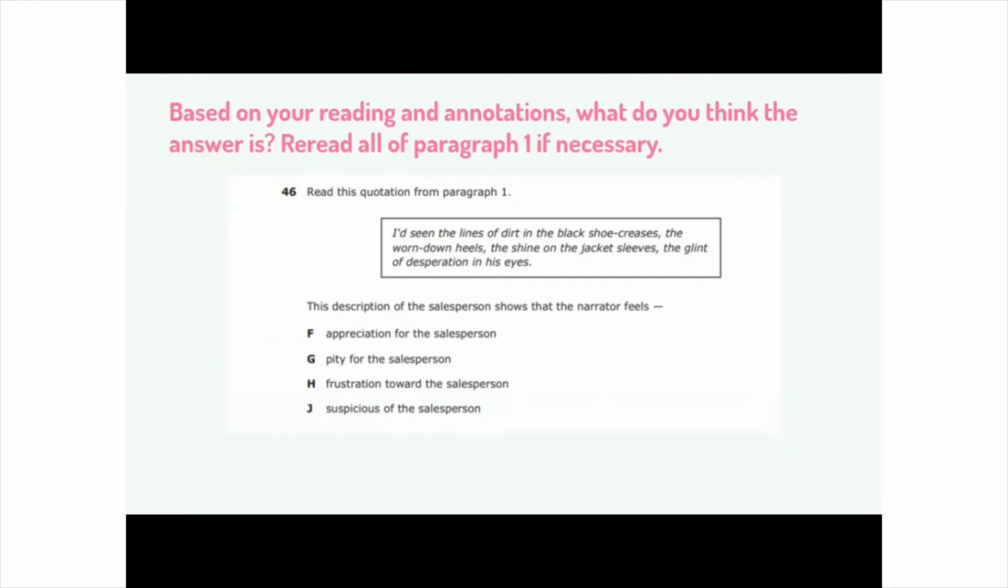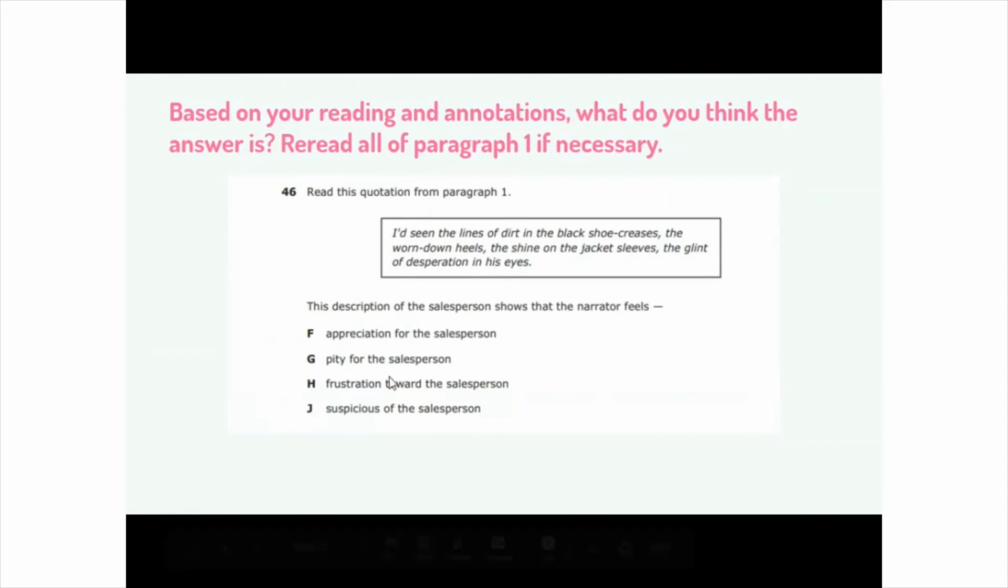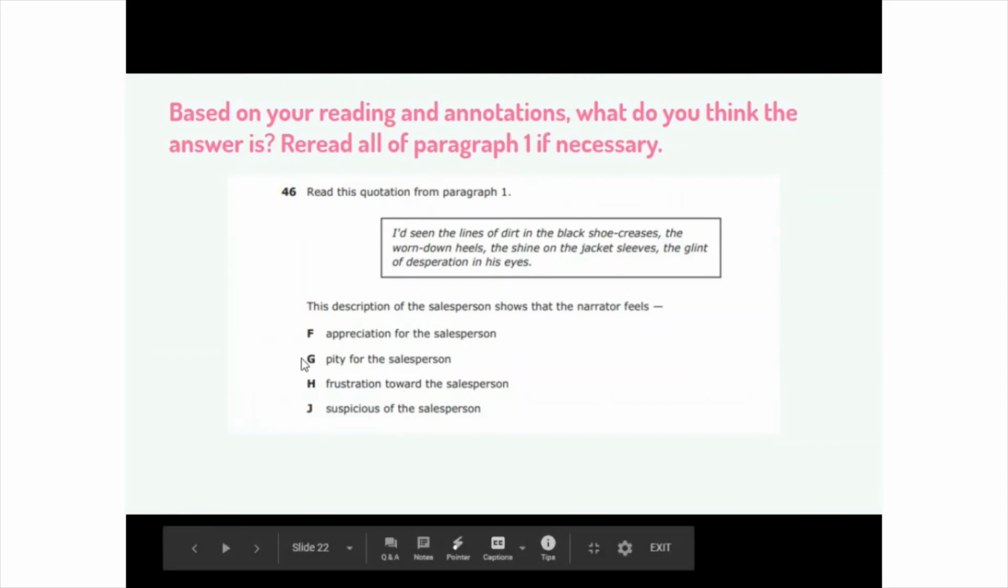Does he feel pity for him? When we see the words worn down and desperation, is it more pity, like he feels bad for him? Frustration, he feels kind of annoyed and upset? Or suspicious, like I think he's up to something. Okay, excellent. So a lot of us are torn between G and H. We can take away J now. He's not suspicious. He still bought the bottle. So not that bad. So it's either pity or frustration.